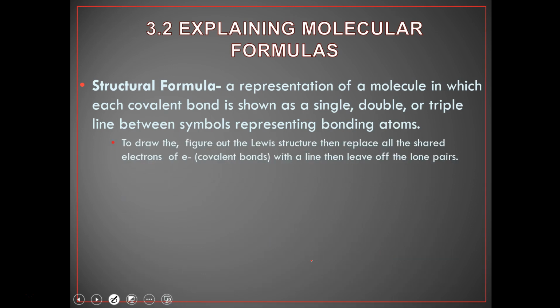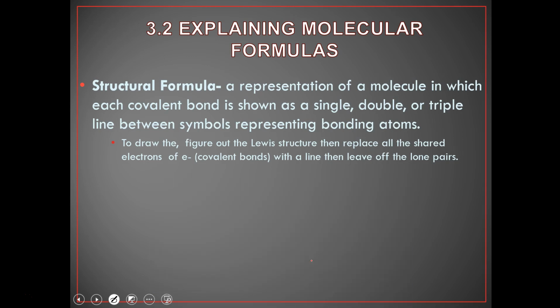So to draw the structural formula, you need to first figure out what the Lewis structural diagram would look like. And then wherever you have a single bond, you would put one line. A double bond, you would put two lines. A triple bond, you would put three lines. And you leave out the lone pairs.